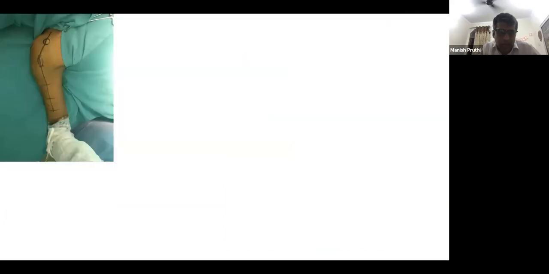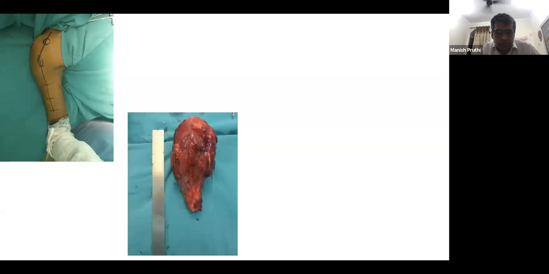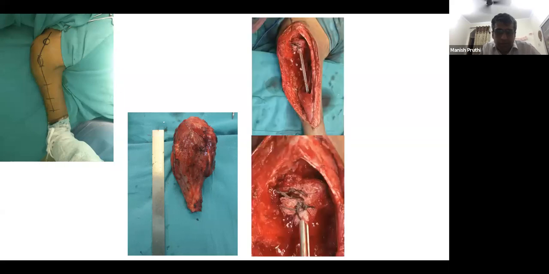So this is a classical utilitarian incision as I was talking about. The incision starts from the coracoid process, marked in a round circle at the top. Then it goes obliquely around the deltopectoral groove and then straight down the arm. The biopsy scar is removed as an island. This is after the resection of the proximal humerus extra-articularly. You can see that the deltoid is completely covering the tumor.